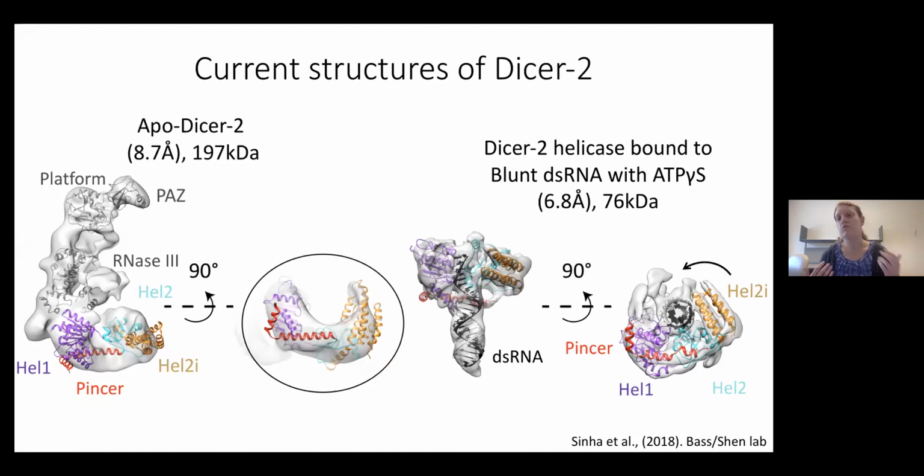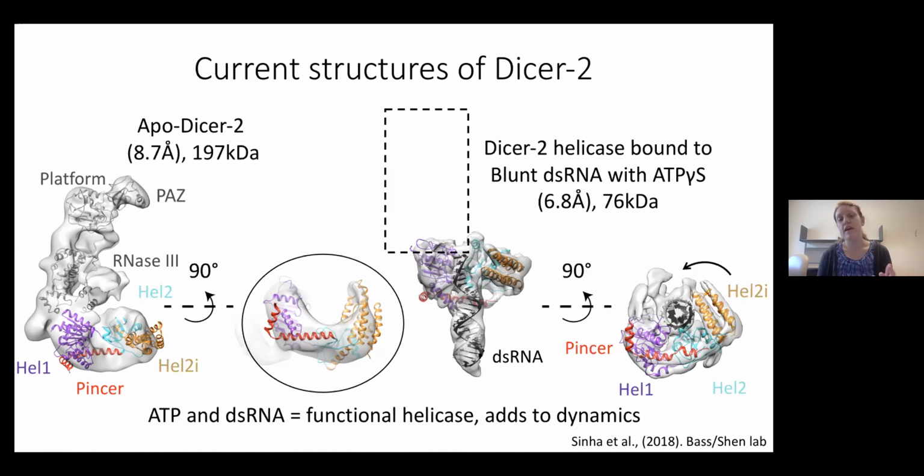Now, while these structures were revolutionary and very informative, you can see that they are in general lower resolution structures. And pointing your attention to the Dicer2 helicase domain, even though the full-length protein was used for these grids, we're only able to see the helicase domain, which means we're missing over half of the information of this protein. And with ATP and double-stranded RNA, we have the hypothesis that this means, for one, we know it's a functional helicase domain, but it likely adds to the overall dynamics of the protein, making it very flexible and difficult to study by cryo-EM.